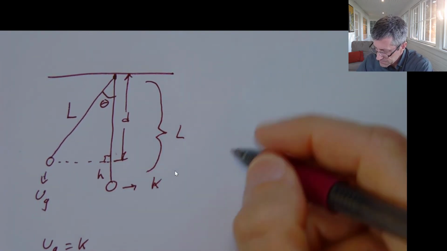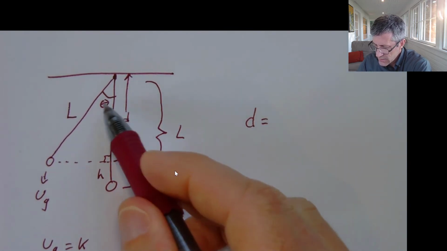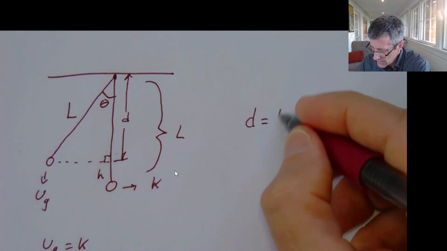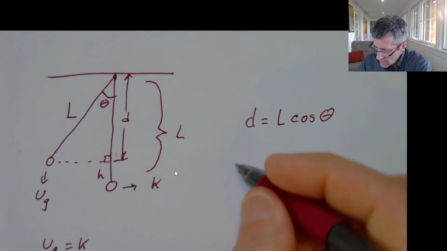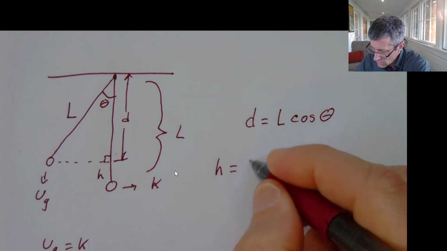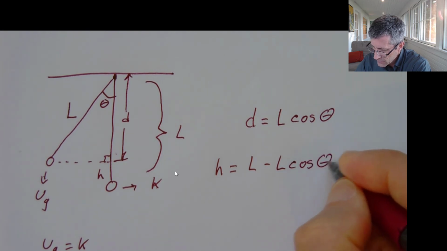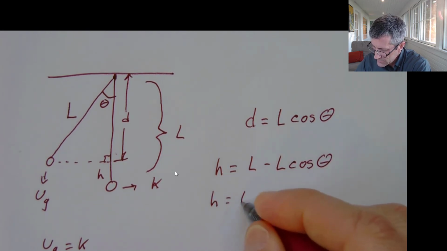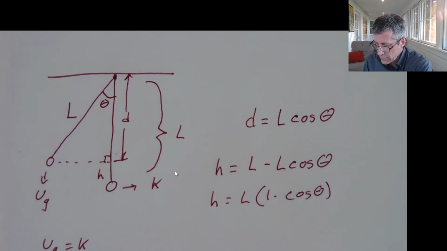So I'm going to say, well, my distance, this is my leg that's adjacent to this. So it's going to be hypotenuse times the cosine of the angle, L cosine theta. And now my height that I'm interested in is going to equal my total length minus my distance, which is L cosine theta. And a lot of times we'll write this in a simplified form. I can factor out L in that.